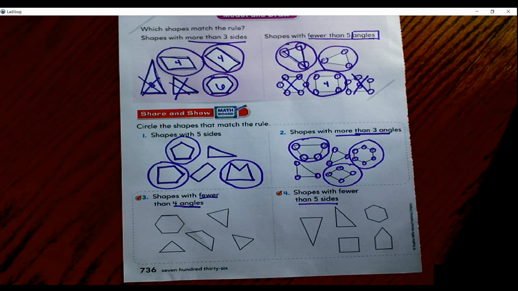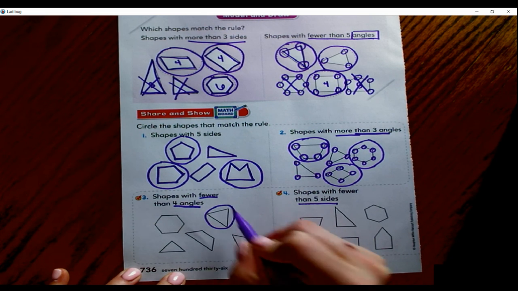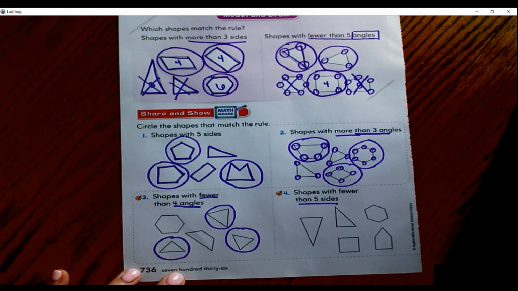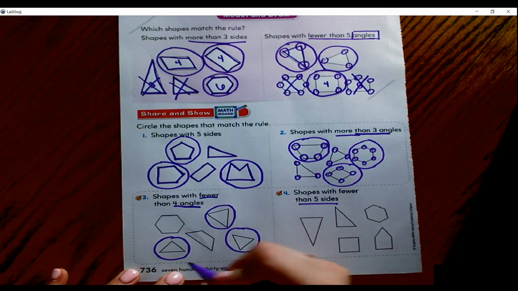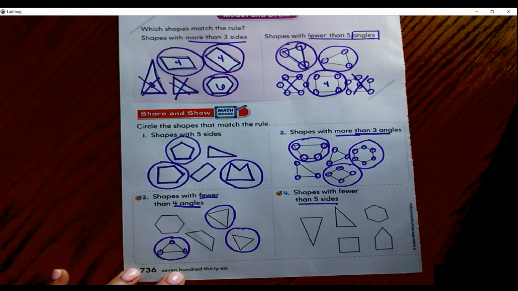So if you are not done, you can feel free to pause the video to finish if you would like. Other than that, I'm going to go over what the shapes are with fewer than 4 angles. So that's less than 4, which means 3. So you should have circled all of the triangles here. And if you want, you can remember to mark your work, right? So 1, 2, 3, that's less than 4, right?